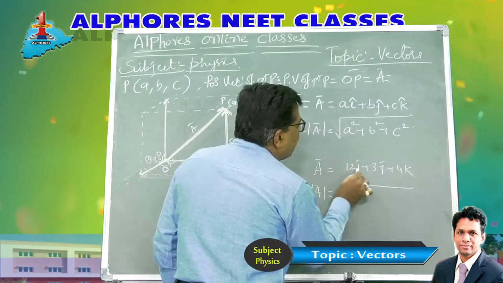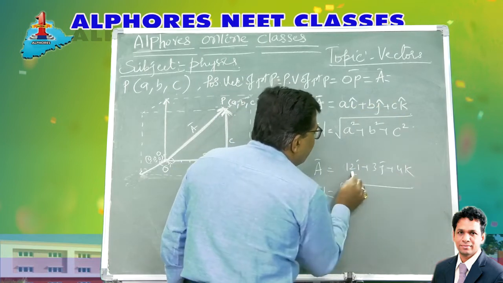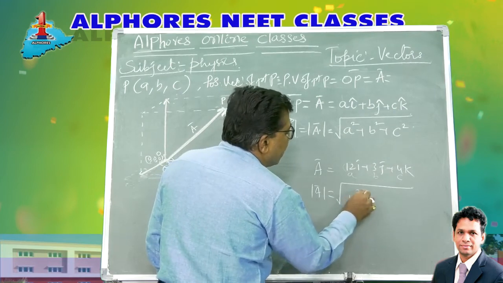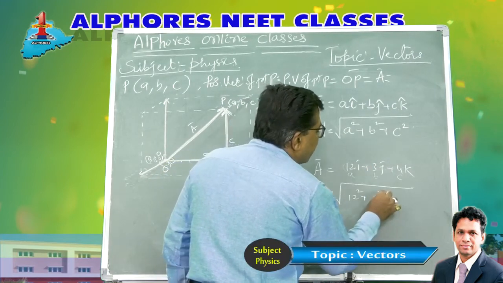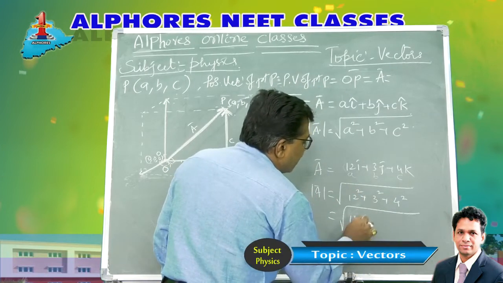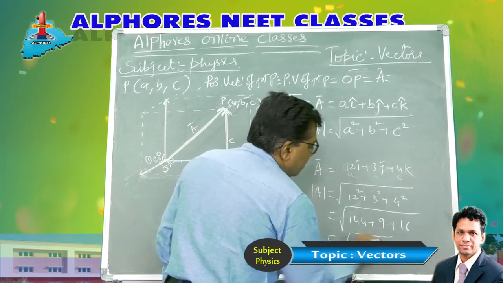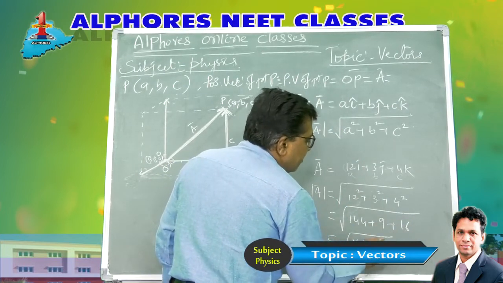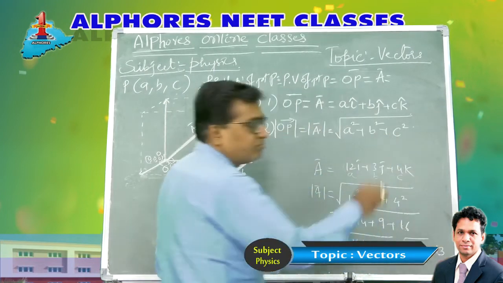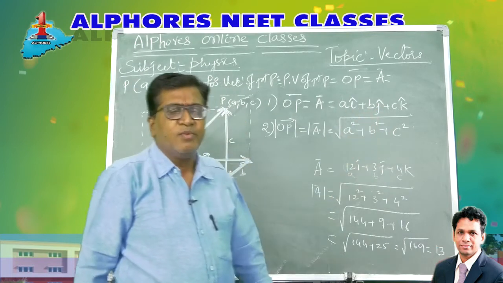Comparing Ai, this is A. Bj, this is B. This is C. So it is root of A square, 12 square, plus B square, 3 square, plus C square, that is 4 square. So simply it is 144, 12 square, plus 9 plus 16. It is under root of 144 plus 9 plus 16, 169. The answer is 13. So directly for any vector represented as Ai plus Bj plus Ck, what is the magnitude?